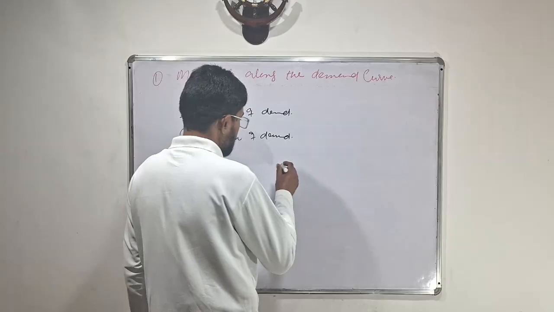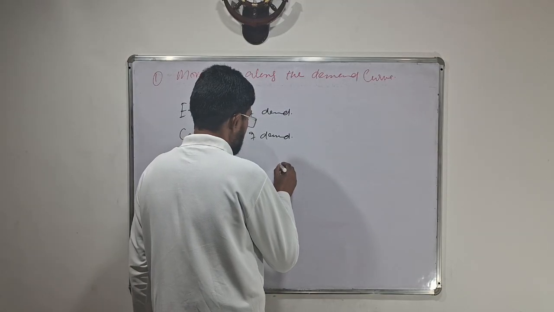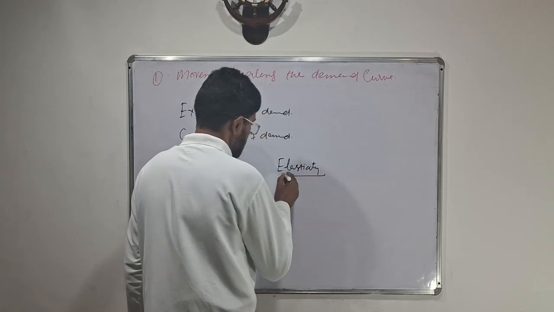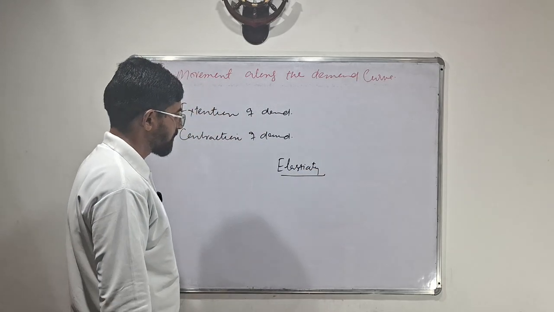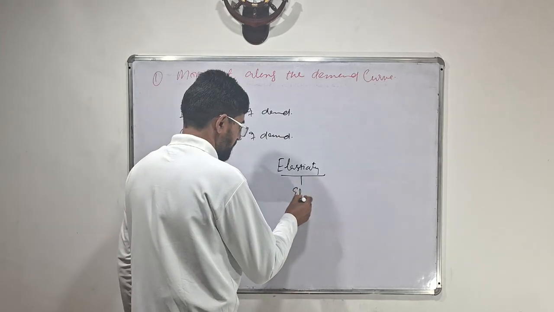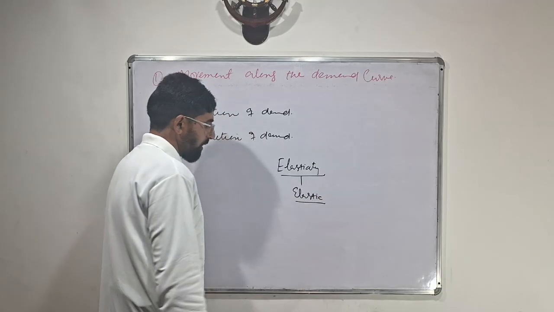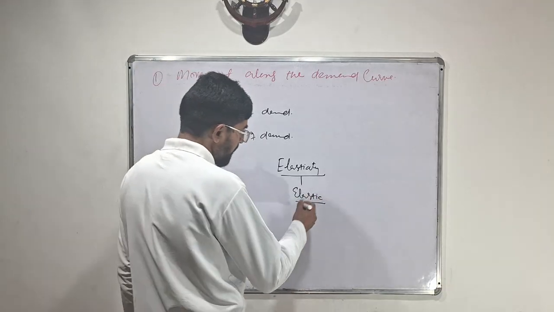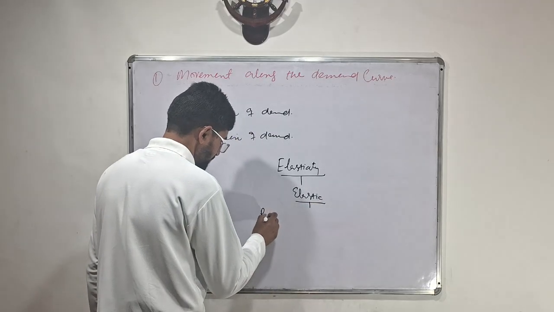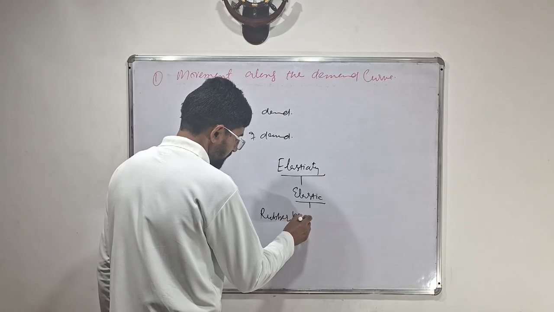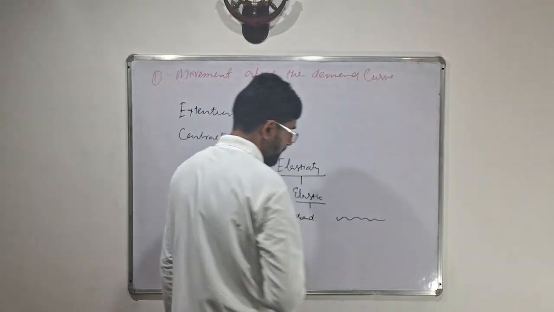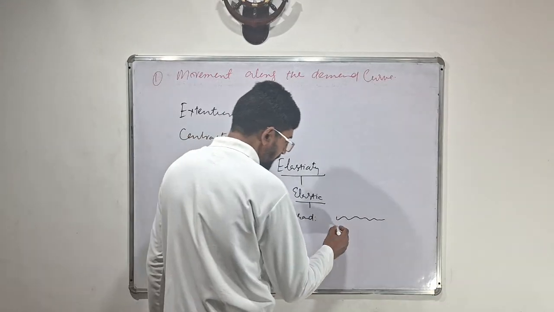Basically, in economics, there is a concept of elasticity. Elastic means it has a characteristic. You can understand it with the example of a rubber band. A rubber band has the characteristic that it contracts and expands.